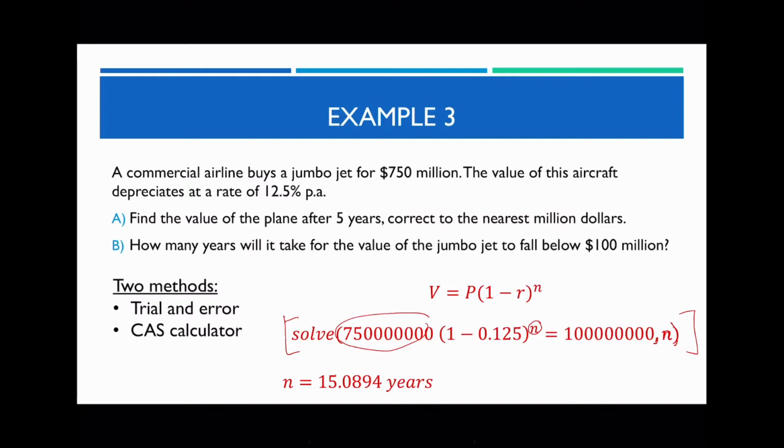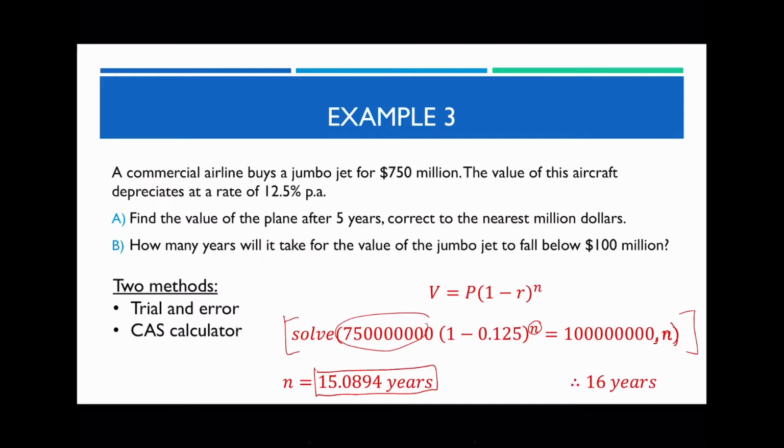Okay, so the calculator tells you that at this number of years, the price will equal $100 million. Because the question wants you to identify how many years it will take for it to fall below, you need to round up your answer. So it's going to take 16 years, because at 15.0894 years, the price of the jet is exactly 100 million. So obviously, after that, it will be lower than that. So 16 years should be the answer.